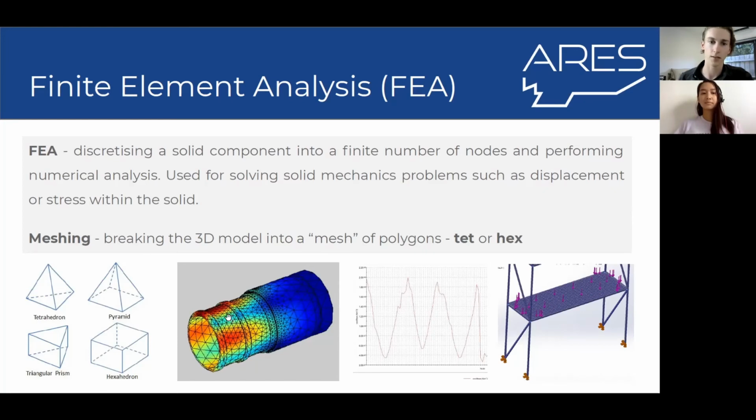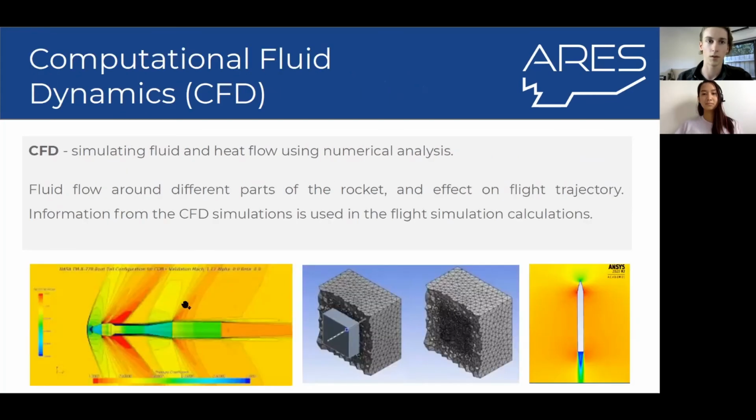So in this image in the center here, the red areas are probably areas of higher stress if a force is being applied. But they could also be areas of larger displacement. And we're going to be performing a lot of this on our rocket model.